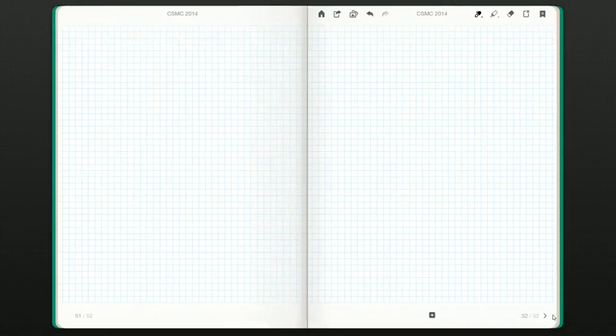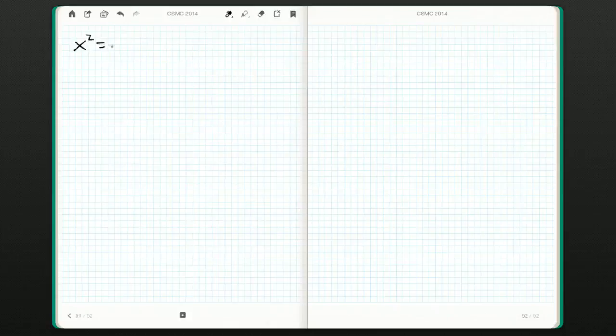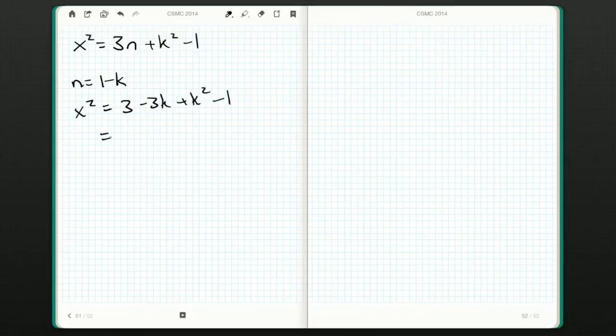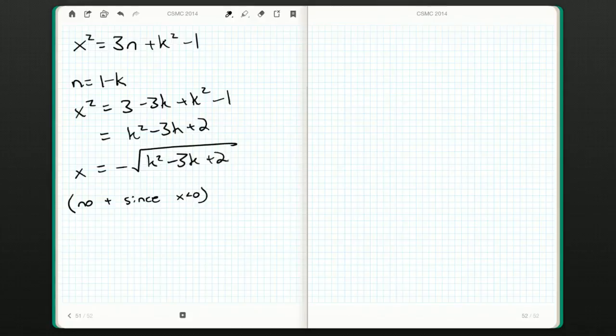Okay, now what happens when we have this k value? Okay, so when we have this, we'll have x squared is equal to 3n plus k squared minus 1. Well, n is just going to be, so k minus, so it's 1 minus k. And this time we're going to take the negative root since we assumed that x was less than or equal to 0, or less than 0. Okay.